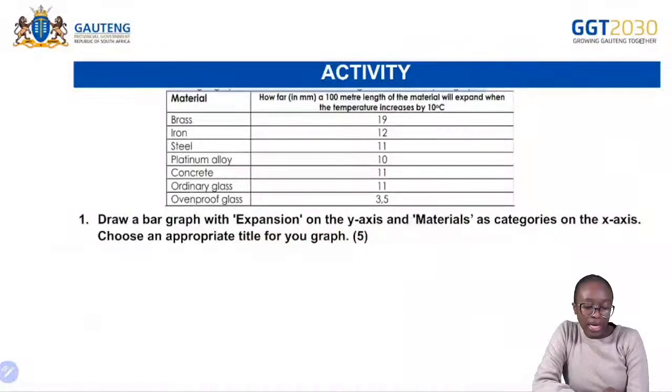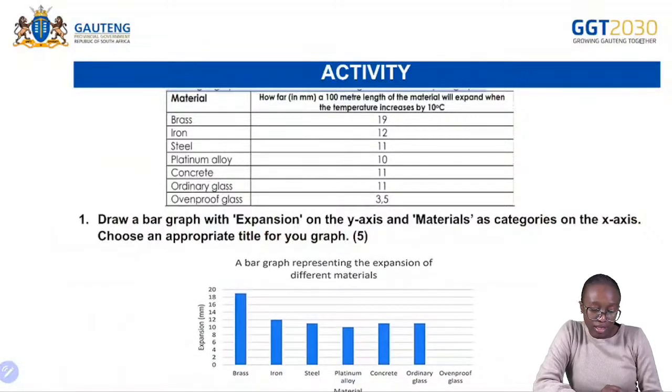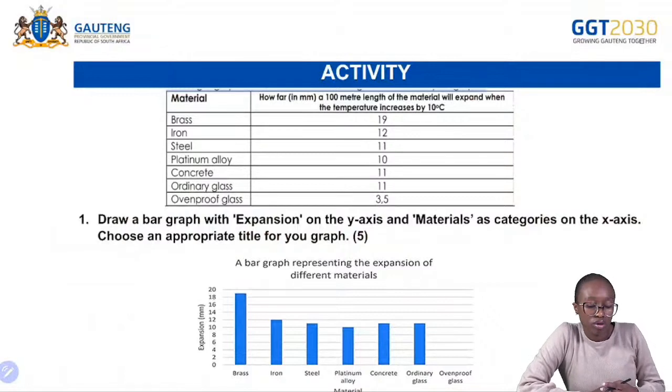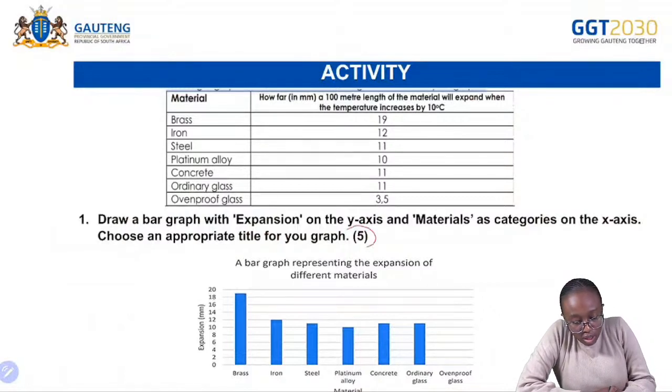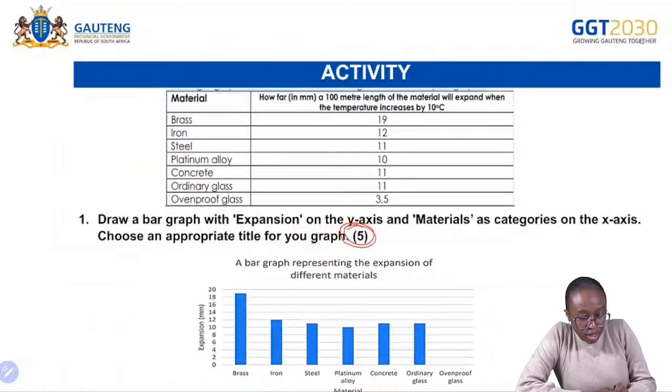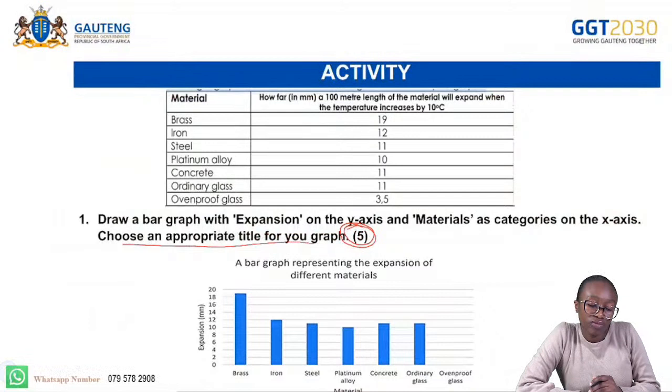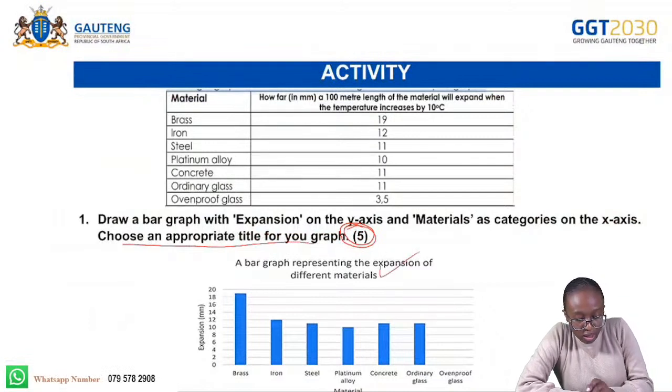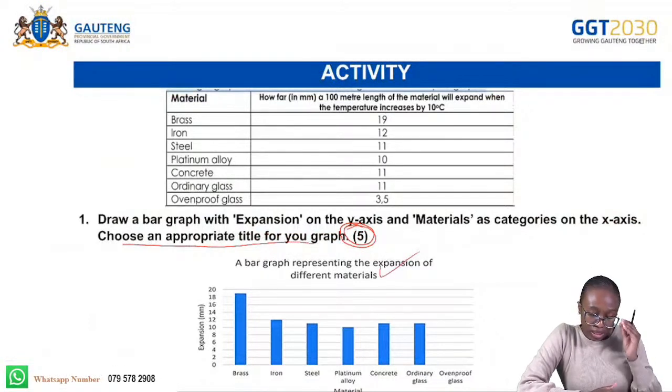Welcome back, learners. Now let's answer the questions together. So we're required to draw a bar graph with expansion on the y-axis and materials as categories on the x-axis. So this is the bar graph, and this is how a bar graph is marked. The total number of marks for this bar graph is 5. You are also required to choose an appropriate title for your graph. If you chose an appropriate title, a bar graph representing the expansion of different materials, you get your mark.